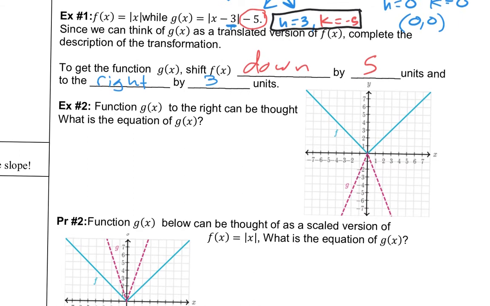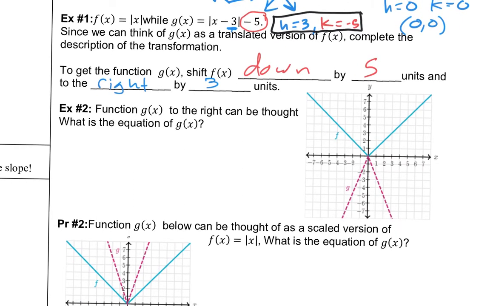So example 2 says function g of x to the right can be thought of, oh, I think it's gotten shifted. I think it got covered up. I think it was supposed to say thought of as a transformation of f of x. I think that got cut off when I put this picture in here. So function g of x, here's g down here, can be thought of as a transformation of f of x. Okay, so you have f of x, you have g of x.